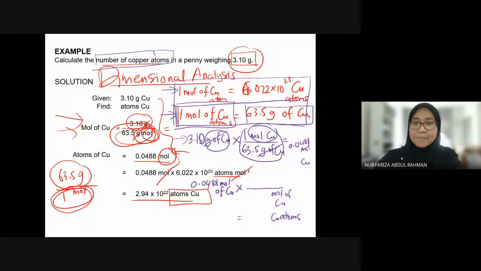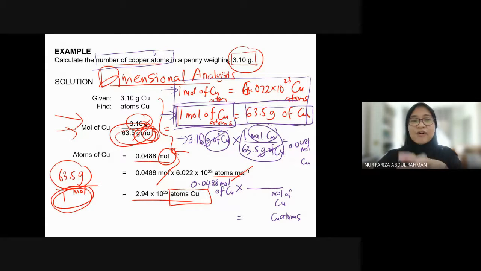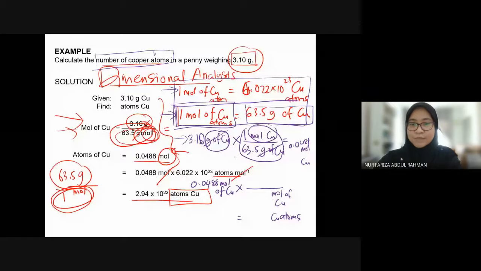Boleh, tak salah, but it does not answer the question. Okay, you can place 1 mole of copper, and then place the mass of copper on top. You can do that, but at the end of the day, will that answer the question? No, it won't. So instead of taking this second relationship, we take this one as our conversion factor.